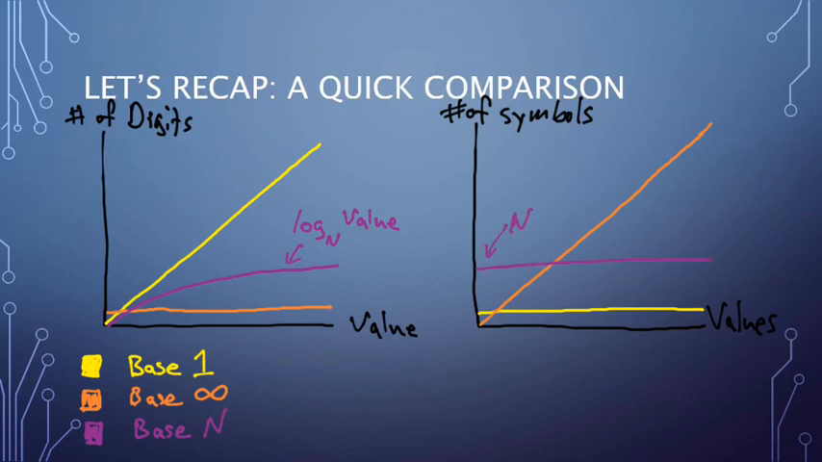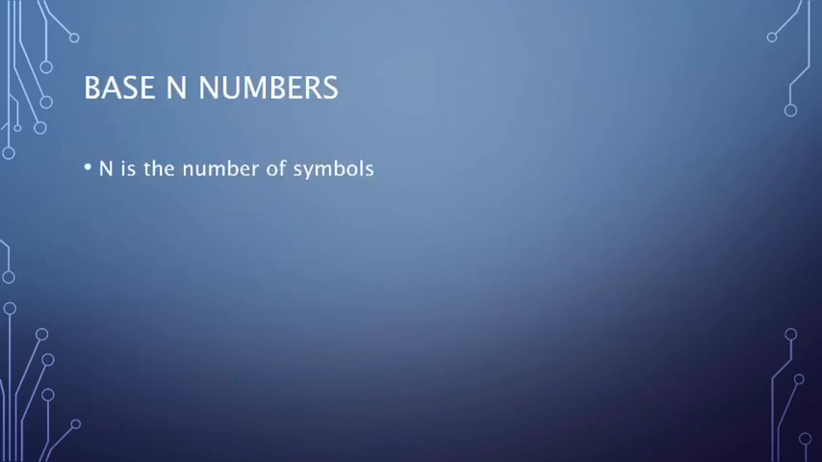And when we look at the number of symbols that we need in the number system in general, we see that it stays constant at n. And so we kind of have the best of both worlds here. It's a powerful number system that scales to values of any size, and it does so with a fixed number of symbols.